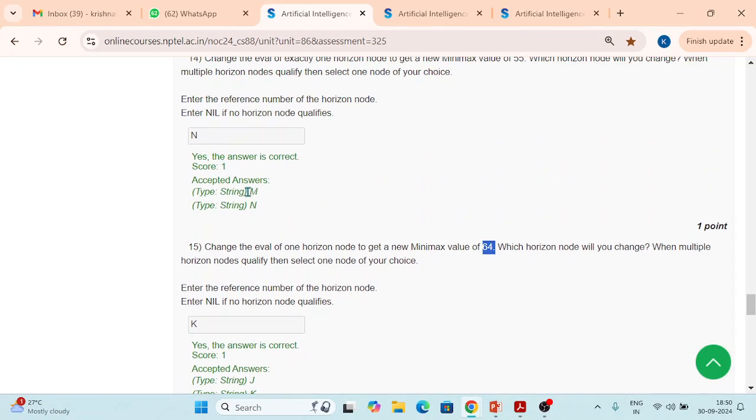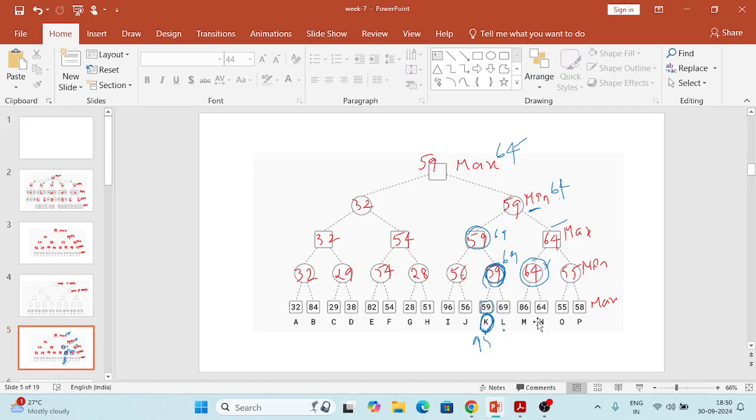Here also the same procedure. M is also a correct answer. Here, M and N both, you can change either M or N.